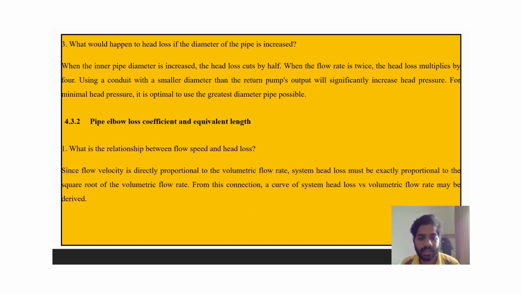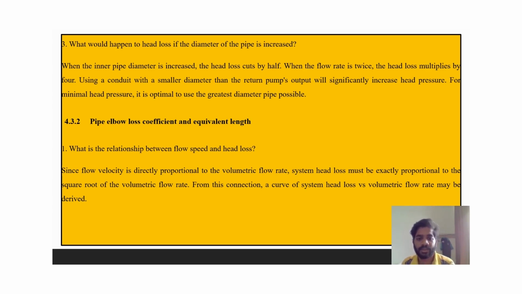The next question is what would happen to head loss if the diameter of the pipe is increased. I would say when the inner pipe diameter is increased, the head losses will be cut by half. When the flow rate is twice, the head loss multiplies by 4. Using a conduit with a small diameter will significantly increase head pressure. So for minimal head pressure, it is optimal to use the greatest diameter pipe possible.